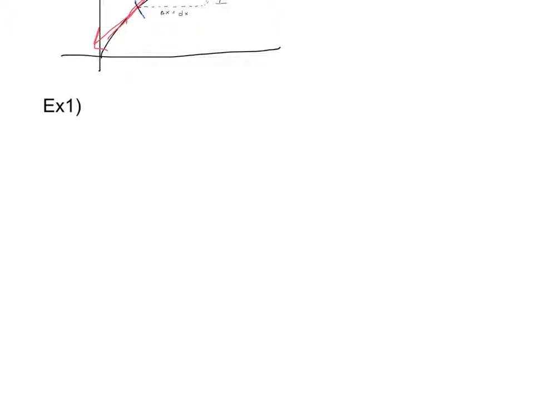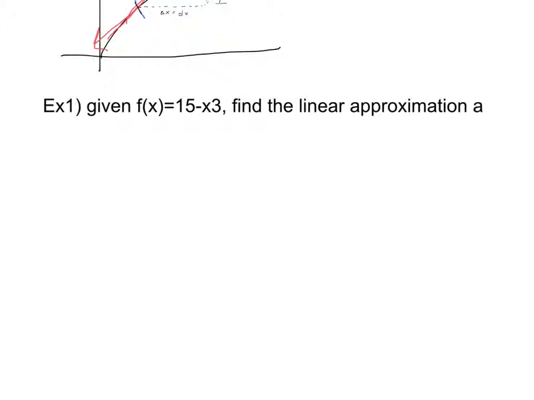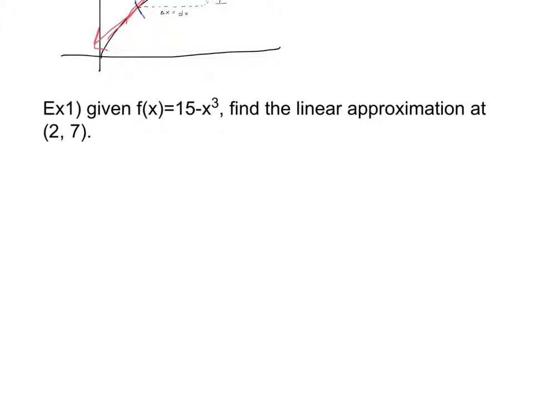Example 1. Given f of x equals 15 minus x cubed, find the linear approximation at the point 2 comma 7. So that's what we're going to do right now.